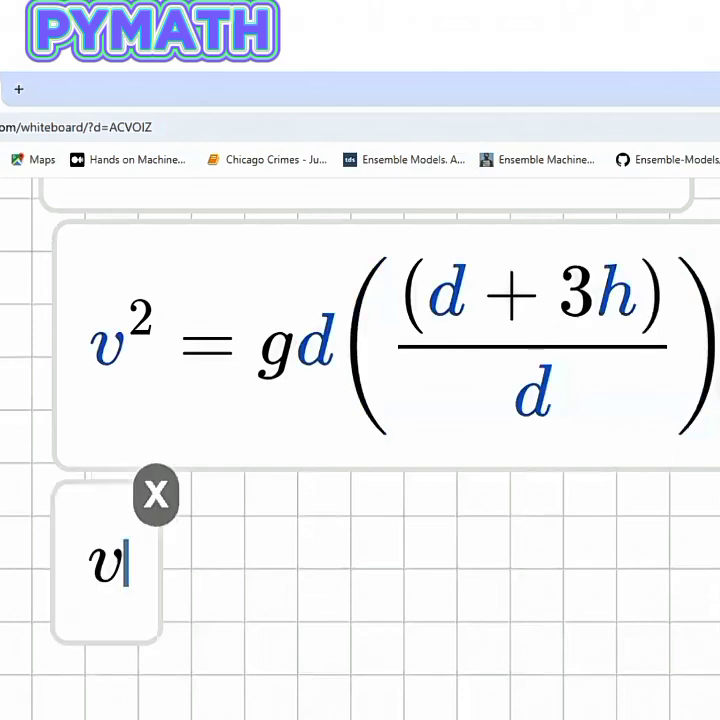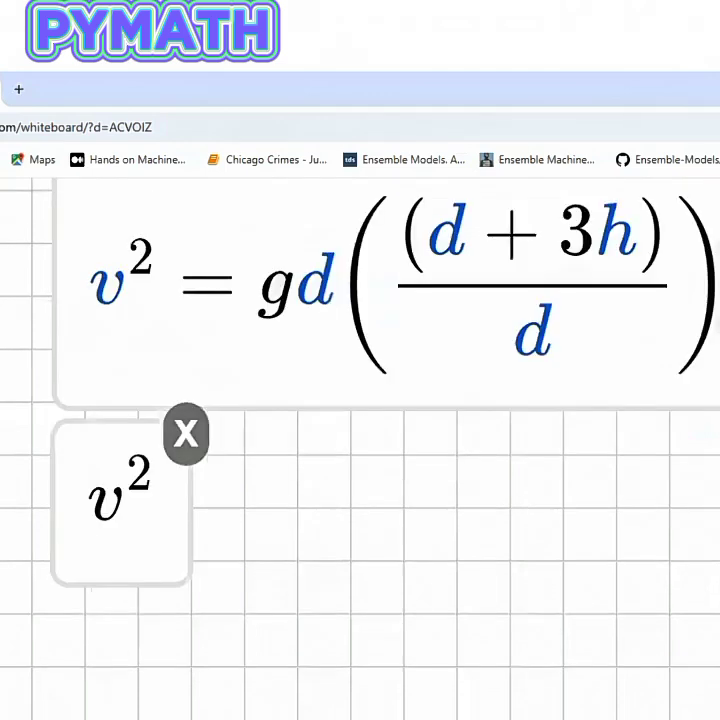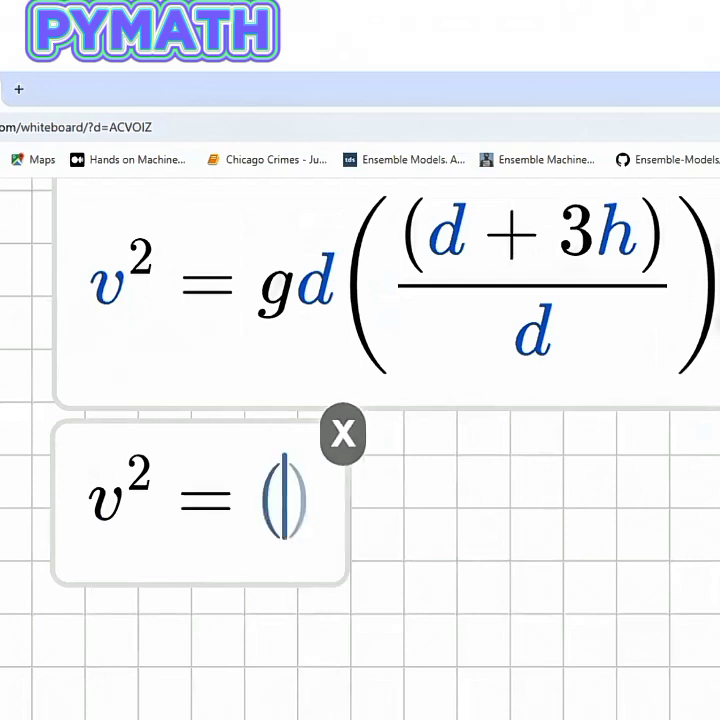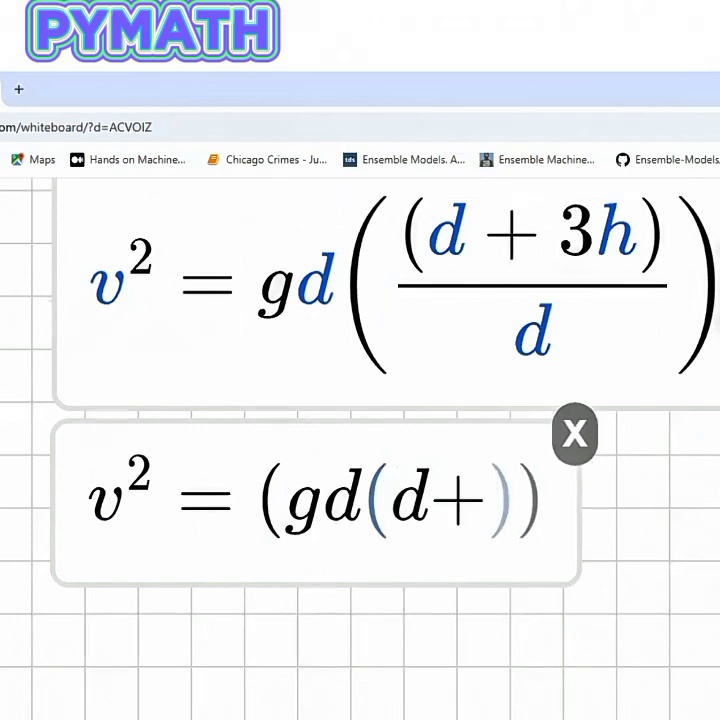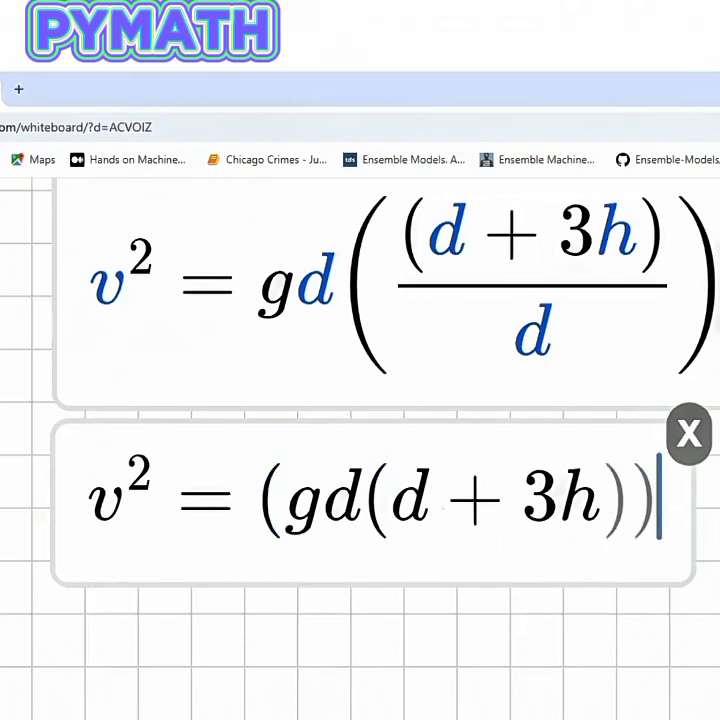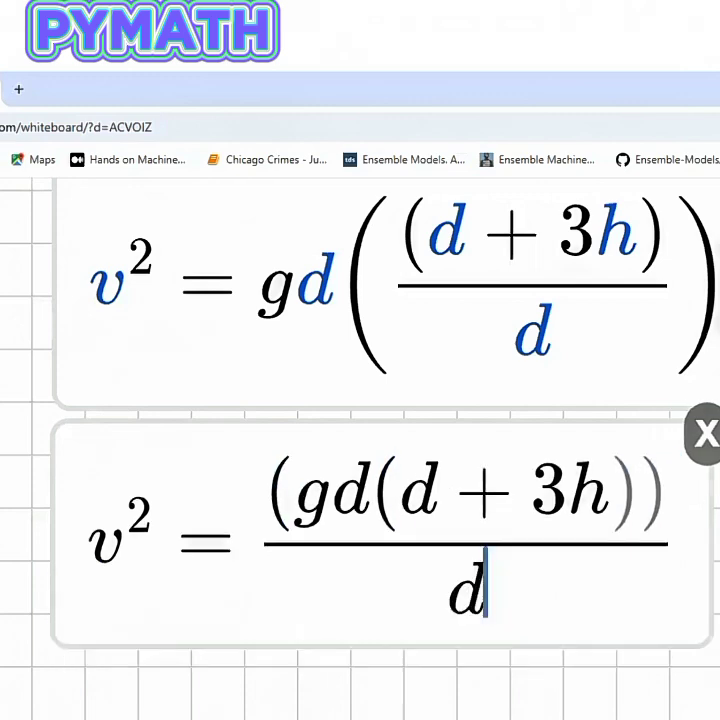So we still have v squared equals, I put everything in brackets, gd into d plus 3h, and of course another bracket here. And this entire result will divide by d. Okay, so this is what we have.